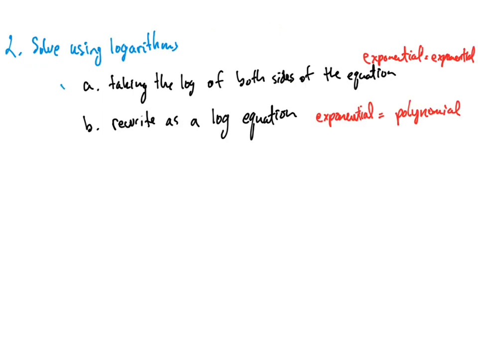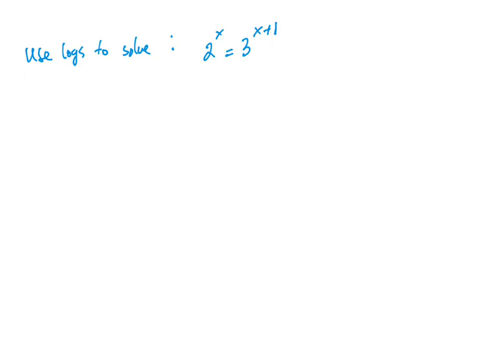So let's use logs to solve this equation. 2 raised to the x power is equal to 3 raised to the x plus 1. All right, so this one is going to fall into category A here because we have an exponential equal to an exponential. So we'll take the log of both sides here. So what we're going to do is log of 2 raised to the x is equal to log of 3 to the x plus 1.